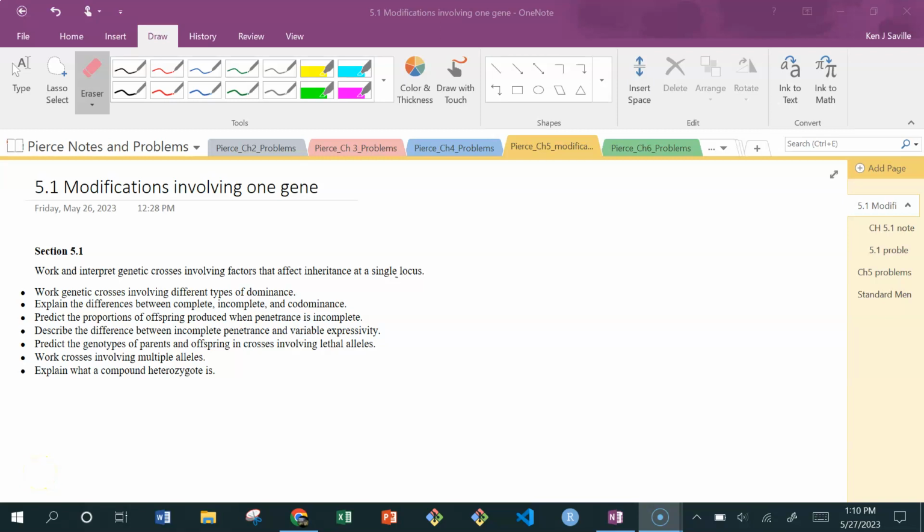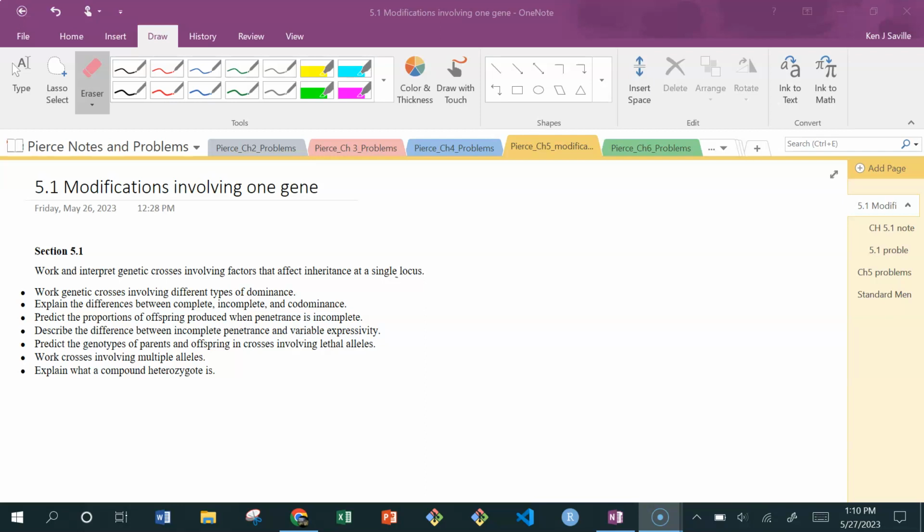All right, so I'm going to try to do a few short little recordings of basic concepts. In this case, it's chapter 5.1 of the Pierce textbook, and it's about modifications involving one gene. I'm going to try to keep these 10 or 15 minutes, so you can just quickly review. All right, so this is modifications of Mendelian genetics involving one gene.